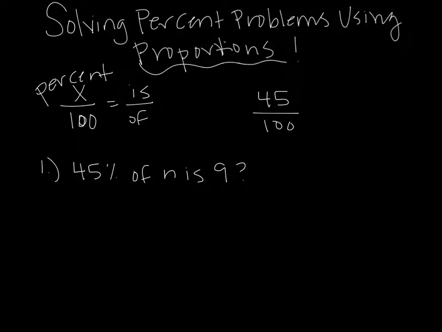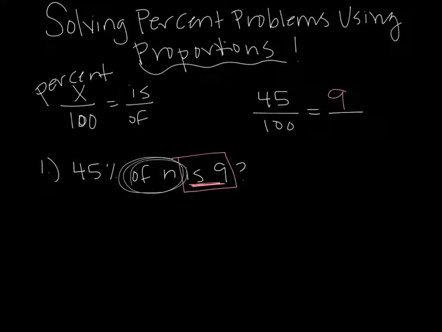So we're going to put 45 over that 100. It will always be over 100, okay, in the beginning. Equals is 9. See how is and 9 are almost attached? So we're going to put the is on top. Of is n. See how the of and the n are almost attached? That's our n.